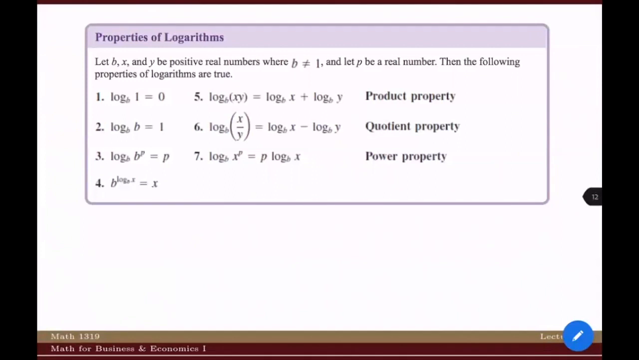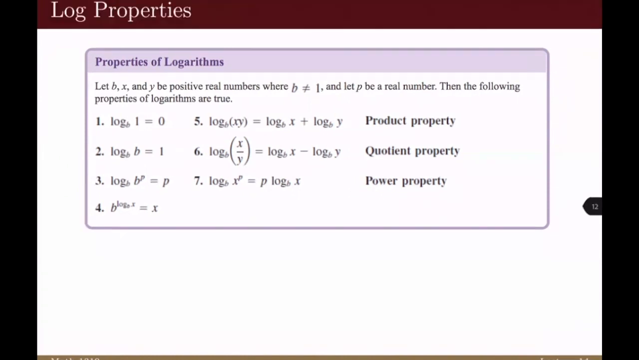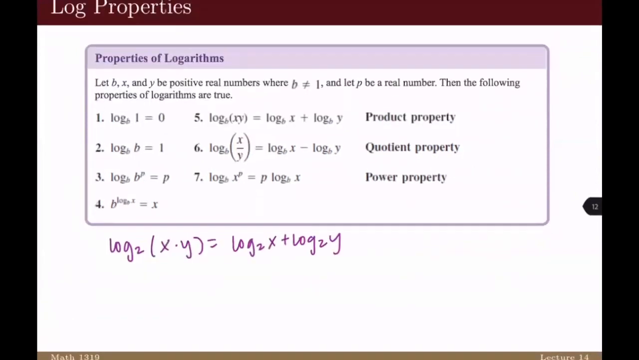So these are some properties of logarithms that you'll need to use in order to separate your log. Some examples, like if we wanted to use the product property, we could have log base 2 of x times y equals log base 2 of x plus log base 2 of y. These ones you should remember from an earlier table, but these ones are going to be the new ones.